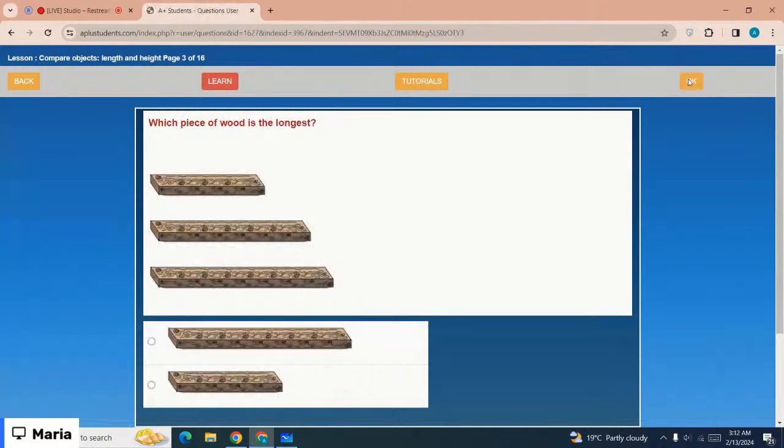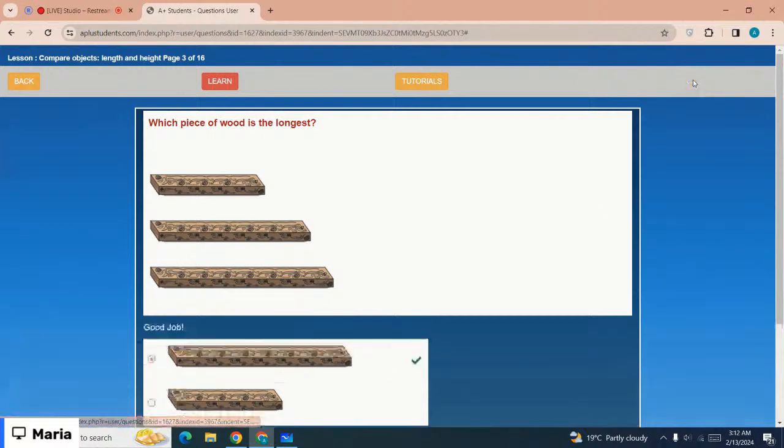Which piece of wood is the longest? So which is the correct option? The correct option is the third one. Like this one is the longest one. So option number one is the correct option, right?